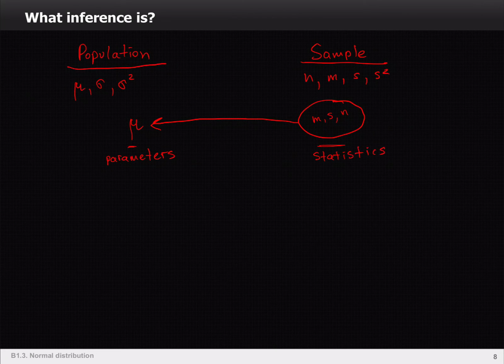And this procedure, when you try to estimate parameters of the whole population using statistics of your sample, is what is called inference. And the methods we are going to use are called inferential statistics, or methods for inferential statistics. Let's start with one of these methods, which is called confidence interval.